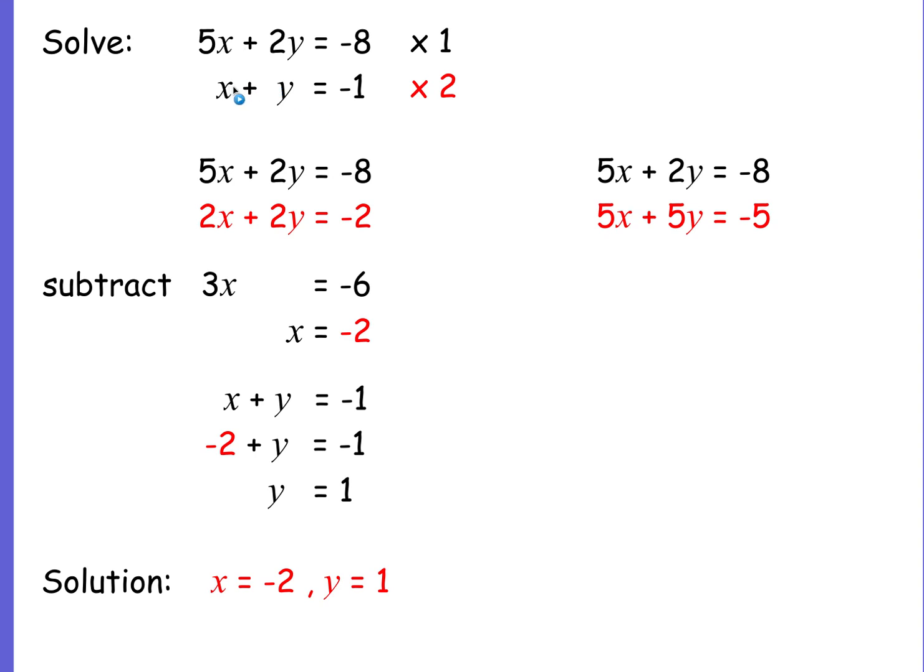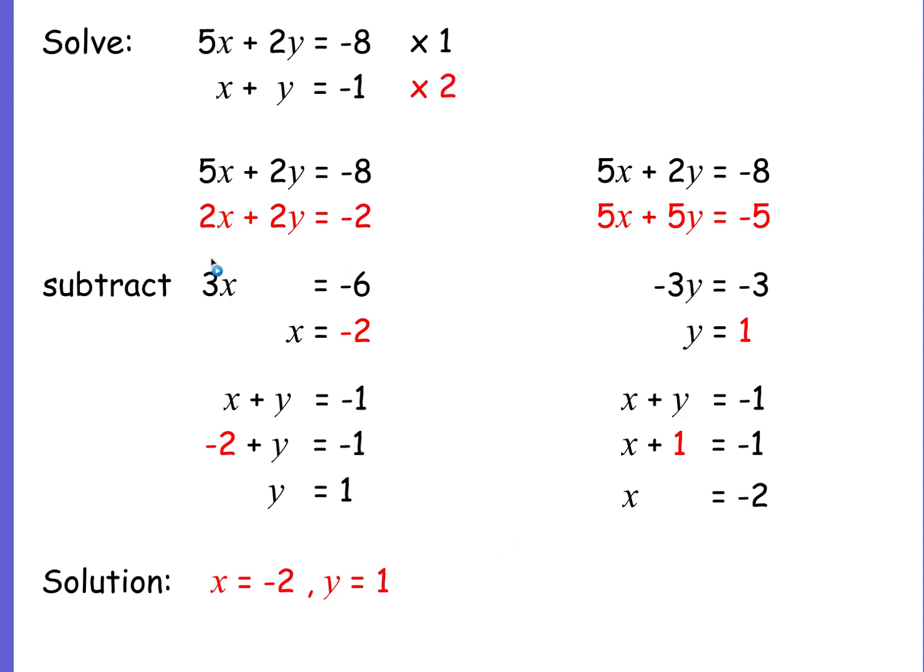Could have taken the second equation and times it by 5 and made it 5x plus 5y equals negative 5. Left the first one alone, and they've got the same x's. Subtract them now. 5x minus 5x, 2y minus 5y is negative 3y, negative 8 minus negative 5, that's negative 8 plus 5, it's negative 3. Y is 1. Pick the easiest equation, make y 1, and you get x, you get the same solution.